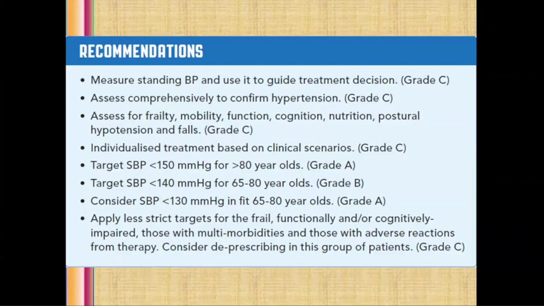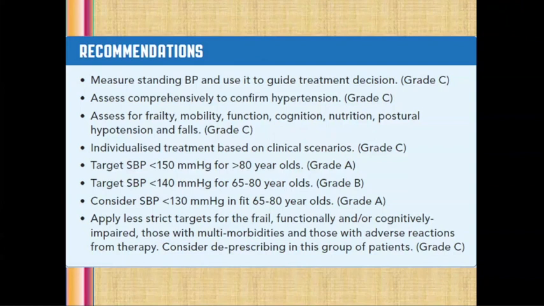So assess for frailty, I told you earlier, mobility, function, cognition, obviously nutrition, postural hypotension, and also falls. Older people, we have to assess all these things. Individualized treatment based on clinical scenario, and the target BP is less than 150 for patients more than 80 years old. I think we covered this. Target BP less than 140 for 65 to 80 years old. Very elderly, less than 150.